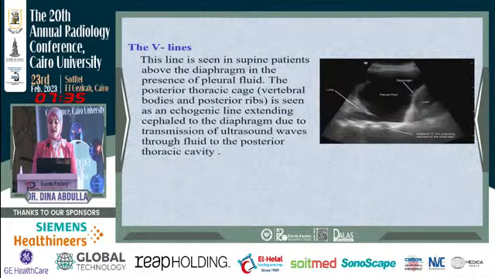The V-line is seen in supine patients above the diaphragm in presence of effusion or pleural fluid. The posterior thoracic cage, vertebral bodies, and posterior ribs are seen in an echogenic line extending cephalad to the diaphragm due to transmission of the ultrasound waves through the fluid.